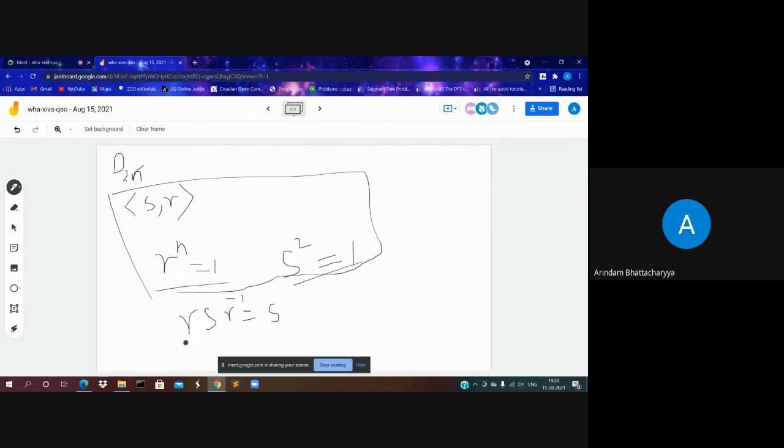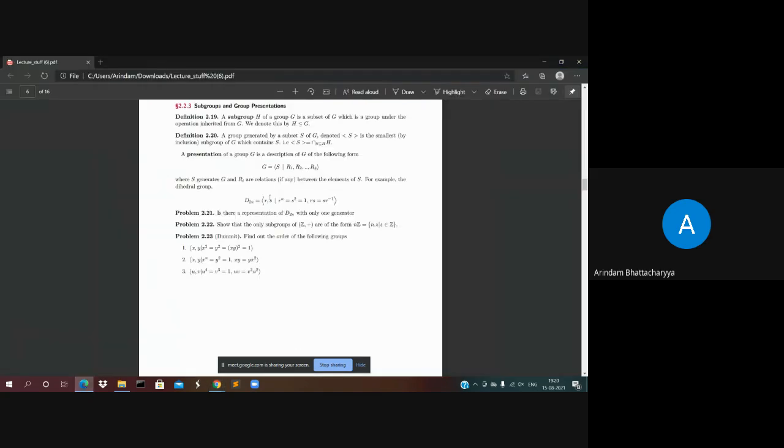If you have that S and R generate the group, and these are the constraints on S and R, then that group can be figured out. So a group presentation looks like this: you have a set of generators, and then you have a bunch of constraints.